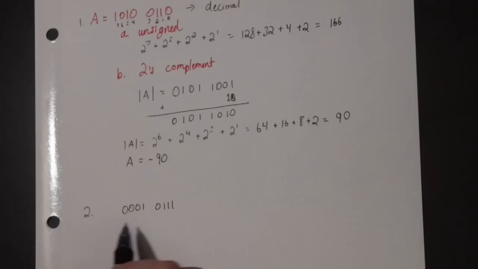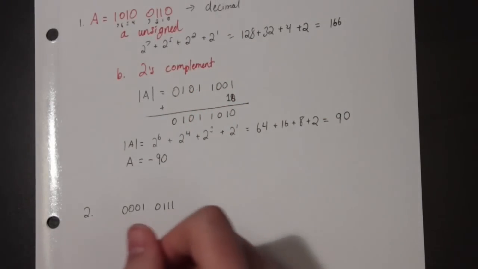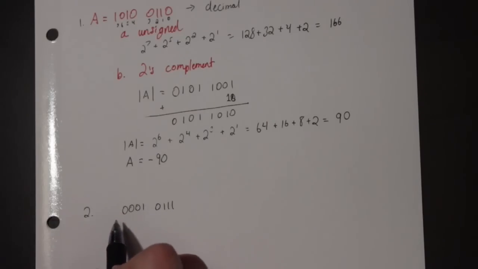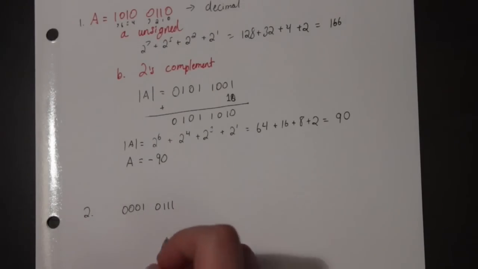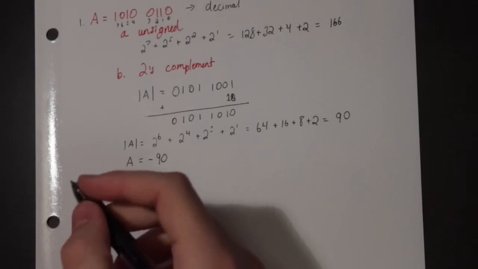If we were trying to convert this to decimal and find the unsigned value, it would be the same as the process up here. But if we wanted to convert it to decimal as a 2's complement representation, you can see that it's already positive because this bit is 0. So we don't really have to do anything else. These are going to be the same value whether it's unsigned or 2's complement. It doesn't really matter. Okay, so let's go ahead and move on to number 3.